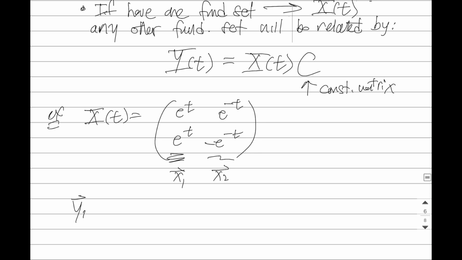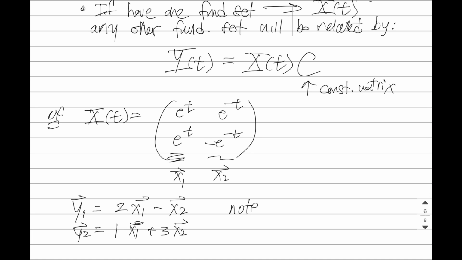Let's say I want to build two new solutions. Solution y1 is going to be two bunches of x1 minus an x2, and y2 will be one bunch of x1 plus three bunches of x2. Now, y1 is a linear combination of those basis solutions, so it will be a solution. y2 will also be a linear combination of those two, so it will be a solution. So there's still going to be a fundamental set.